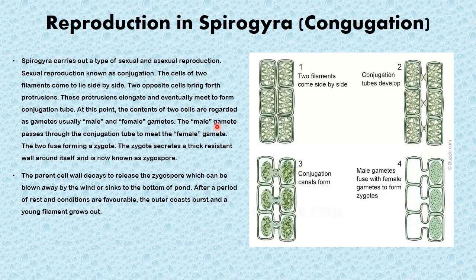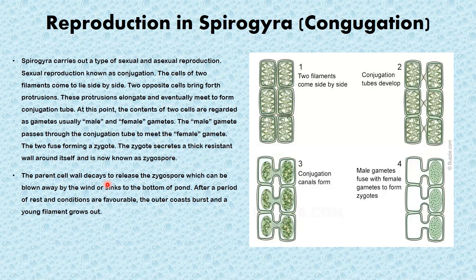The male gamete passes through the conjugation tube to meet the female gamete. In that process, the two fuse, forming a zygote. The zygote secretes a thick resistant wall around itself and is now known as a zygospore.